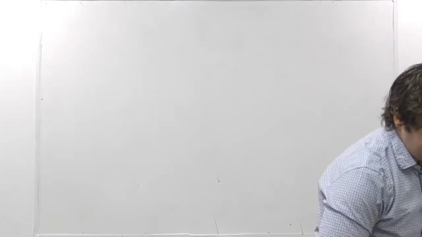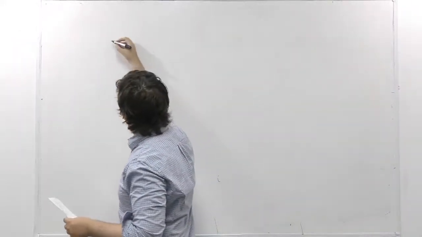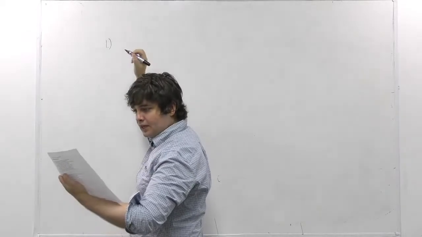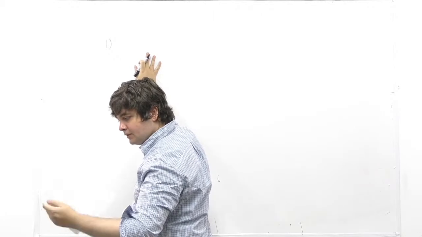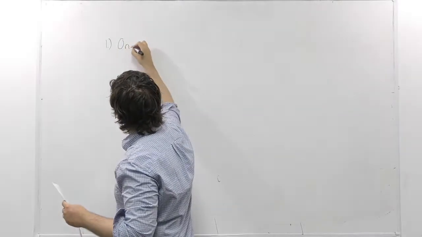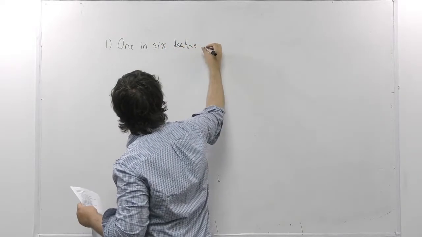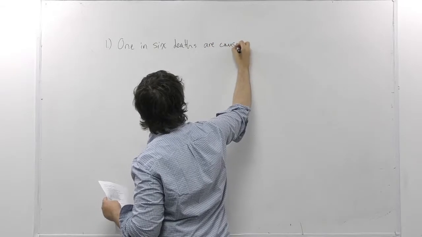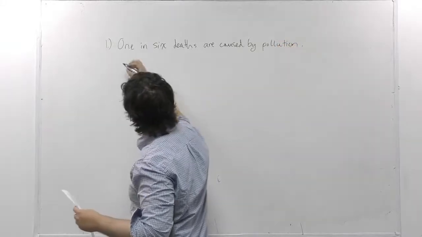Let's see. So number 1 was, how many deaths worldwide are caused by pollution? And the answer here, got to go back to the text again. 1 in 6 deaths worldwide is because of pollution. So basically, this is the same thing as the true-false questions. But let's just say here, 1 in 6 deaths are caused by pollution. And that's a lot of deaths, right?